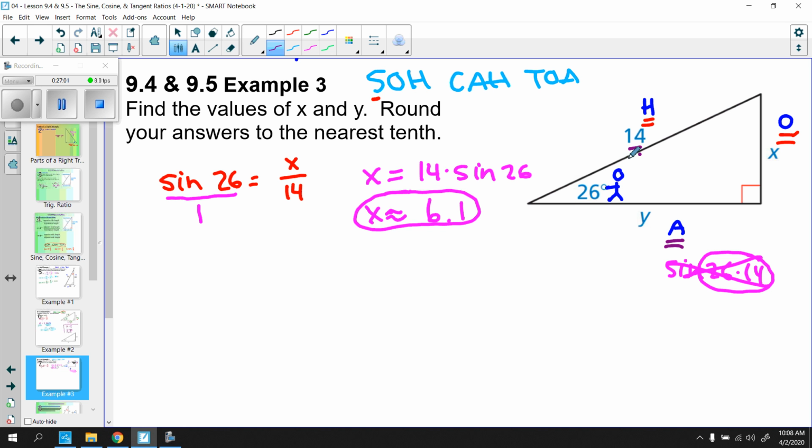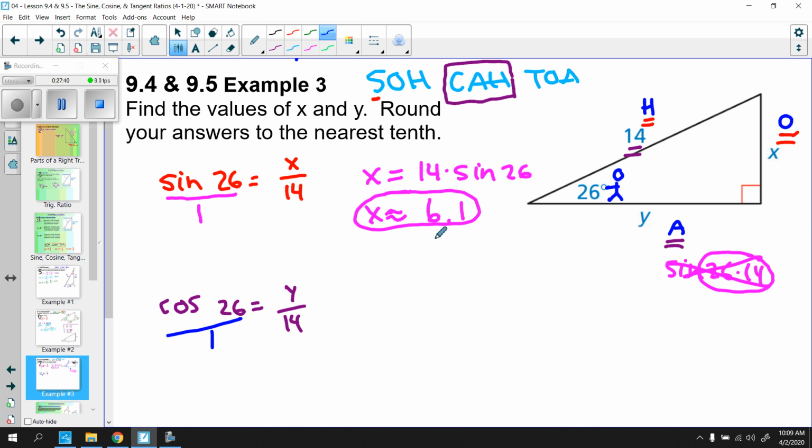I want to still use this 14 because it's exact. It's clean. It's a whole number. So now I'm looking for the function that has a and h in it. Well, that's cosine. So similar setup. The cosine of where we're standing, 26, is equal to the adjacent length, which I don't know, over the hypotenuse length. And again, I would definitely argue that this is going to be less work than a Pythagorean theorem. It's going to be cleaner. It's going to be better numbers.